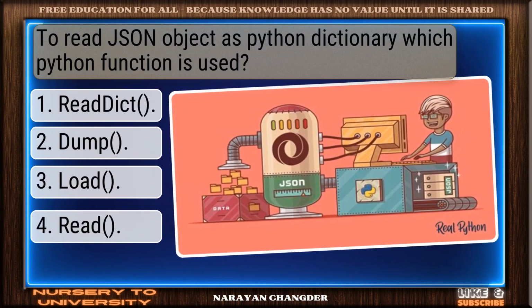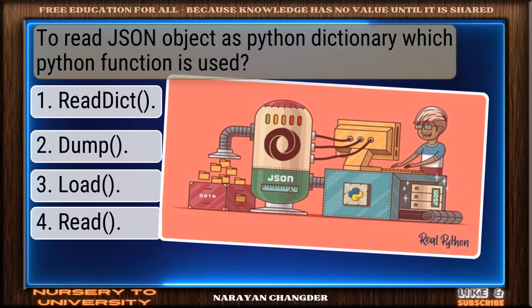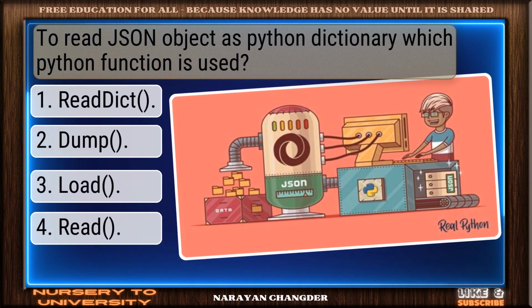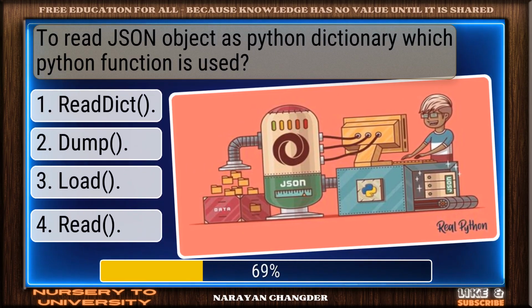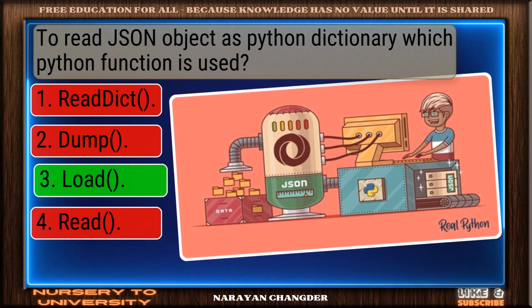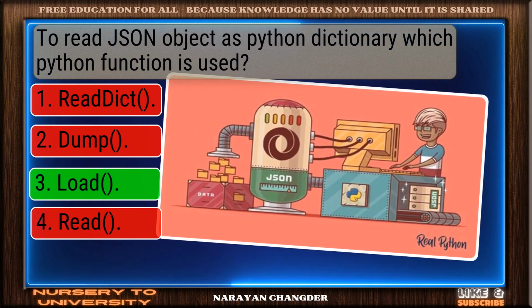Question number 10. To read a JSON object as a Python dictionary, which Python function is used? Well reasoned. Load is the correct choice.